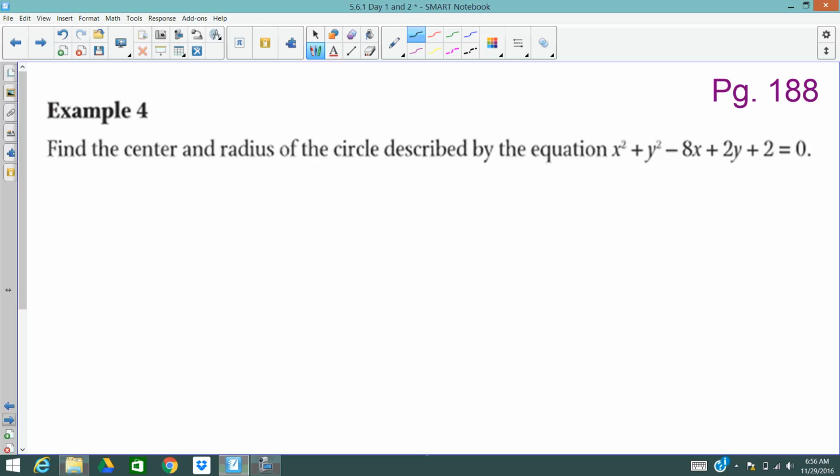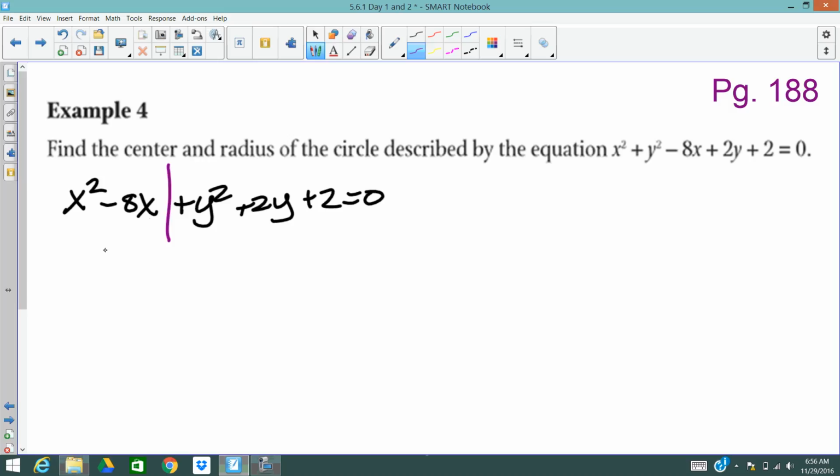All right, so I'm going to first start by grouping my x's together, grouping my y's together. So I'm going to rearrange this to be x squared minus 8x plus y squared plus 2y plus 2 equals 0. And now from here, I'm going to complete the square with 2 separate steps. I'm going to look at the x squared minus 8x, and then I'm going to look at the y squared plus 2y and complete both of them as though they were separate.